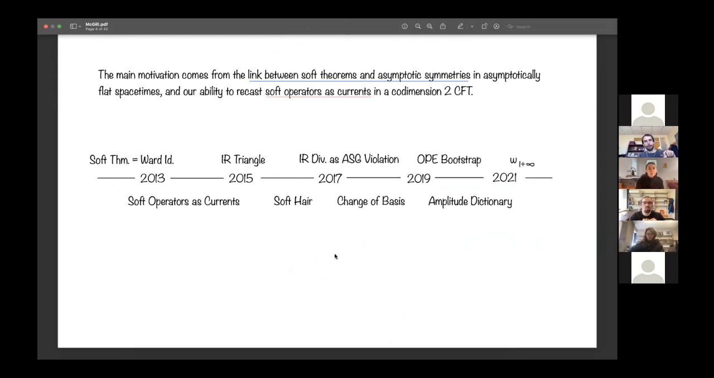The main motivation for changing this basis, and this is a very rough timeline just to get some of the highlights of what people were doing and how it's connected. It all seems like you're doing the same thing for a long time, but there are different interesting outputs. So let's start with the beginning. There's this connection between soft theorems and Ward identities, and then relating those soft theorems to currents living on the night sky.